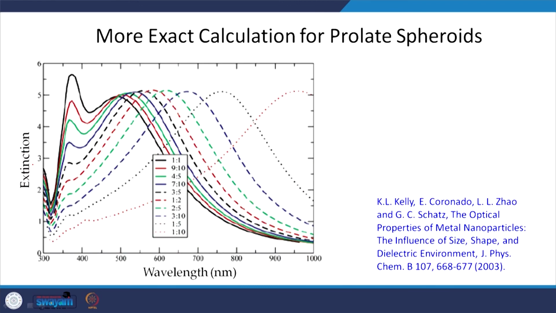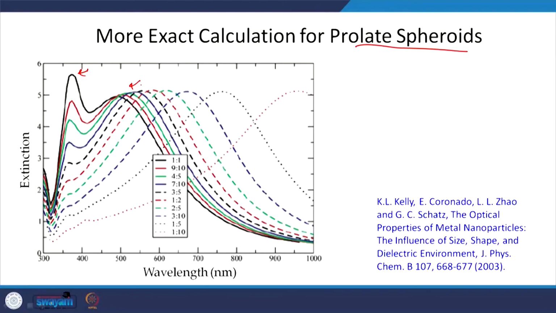So, if you want more exact calculations for prolate spheroids, you see that for each value of these ratios you have two resonances, the black curve, these curves, okay, and the other one is quite broad in nature. So, by choosing wisely, you can use either of this or this for sensing applications.